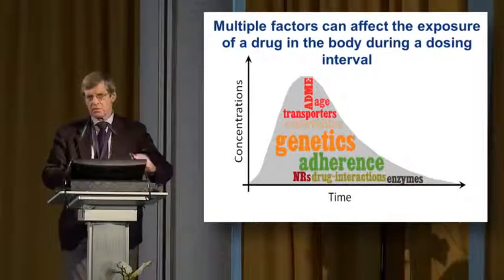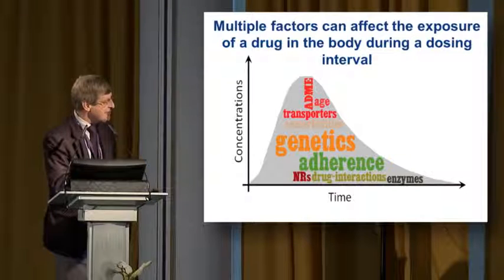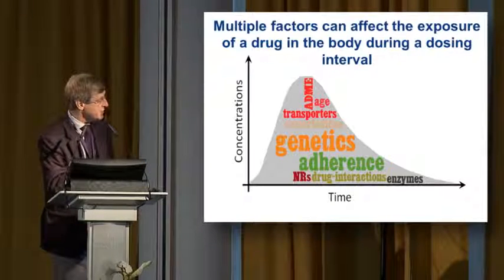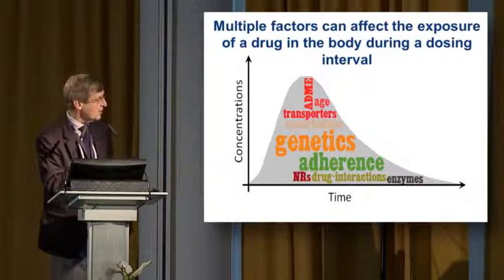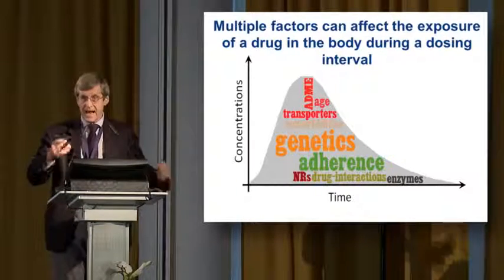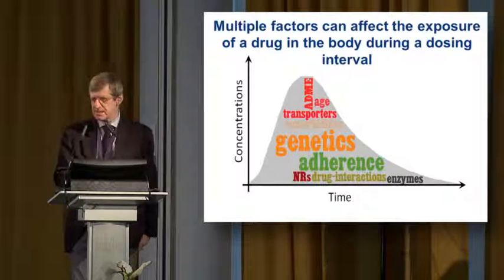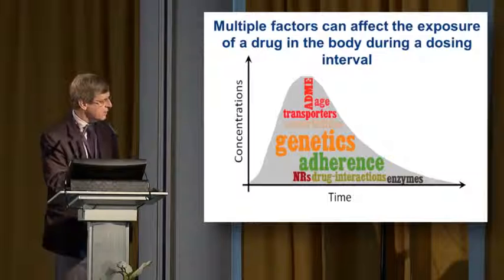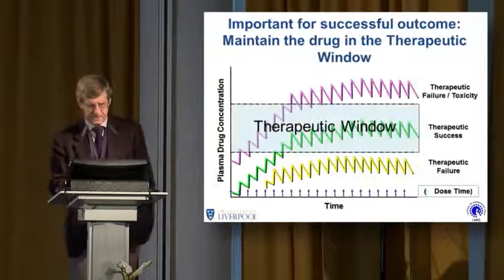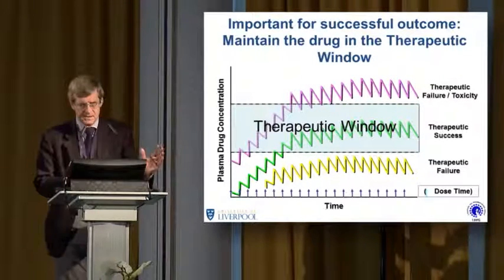Now, all of those factors can influence how much drug, and this is the concentration of a drug against time in a dosing interval, actually appears in the bloodstream. And we're going to be considering the importance of drug-drug interactions. So this is the issue we face.